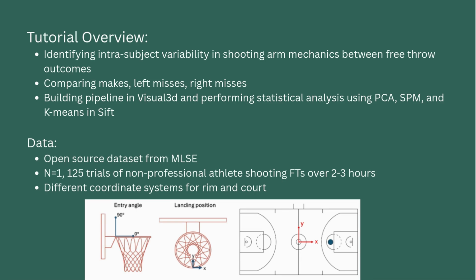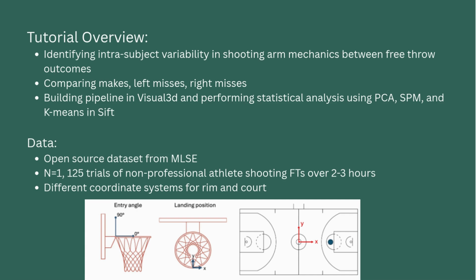Using one individual's data can help identify intra-subject variability between shot types, as opposed to looking at inter-subject variability in form. In this tutorial, we hope to identify any significant differences in shooting arm mechanics between makes, left misses, and right misses. We'll do this using a combination of PCA, SPM, and K-means in SIFT.